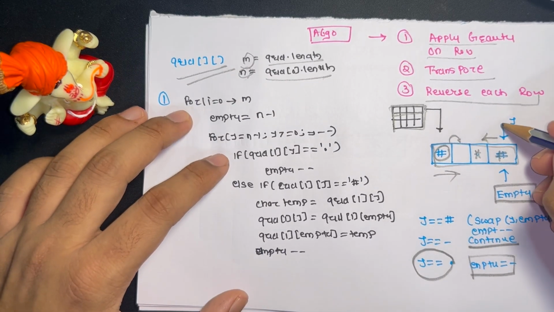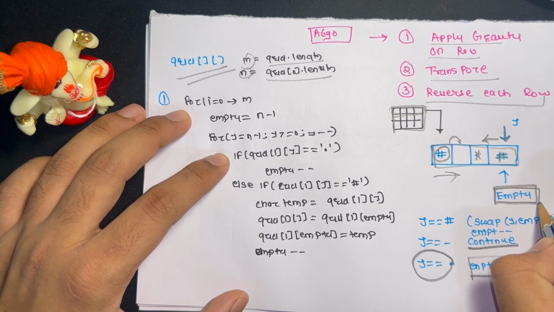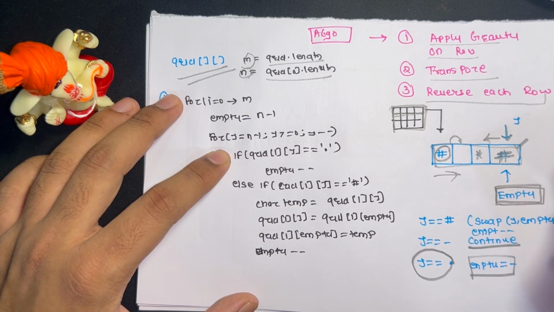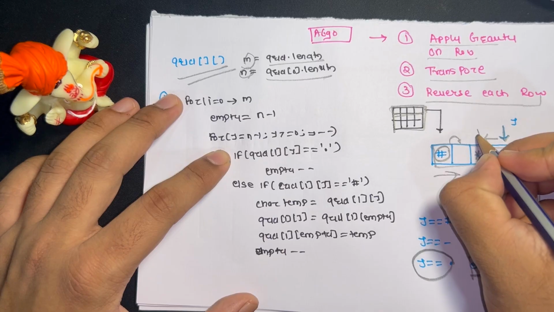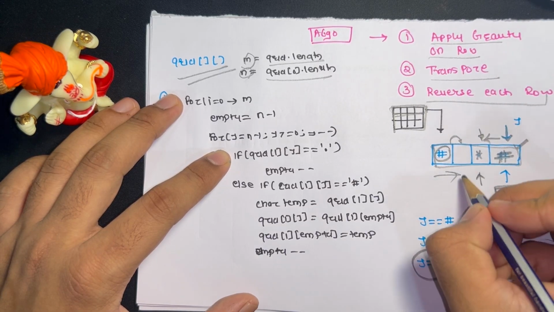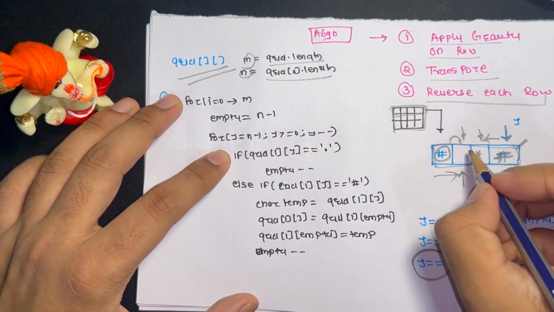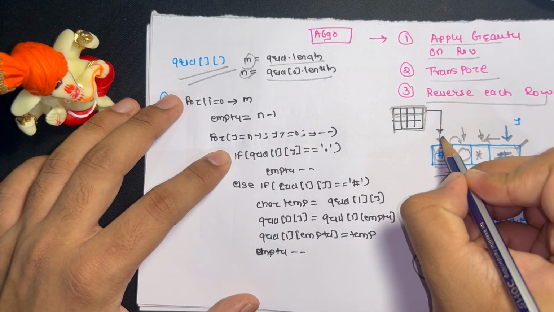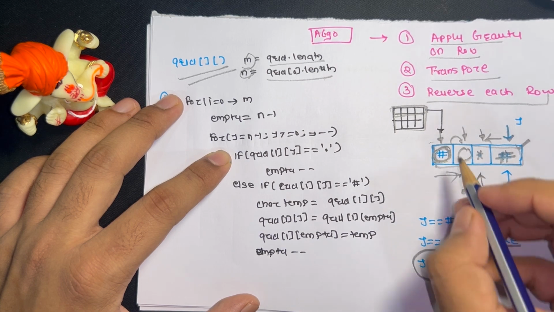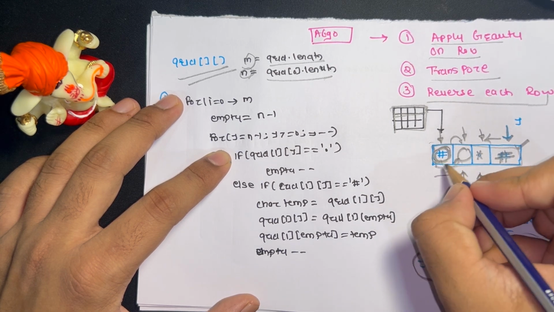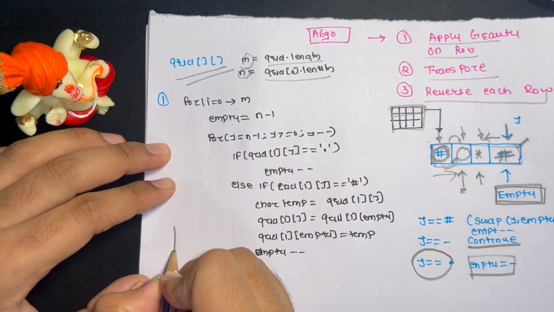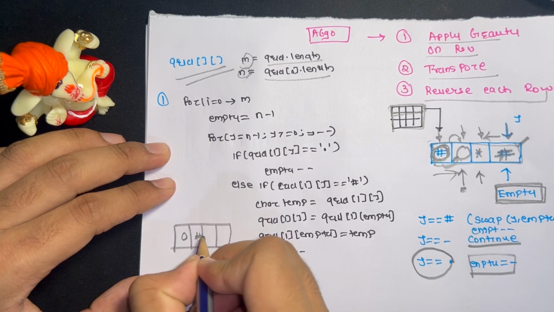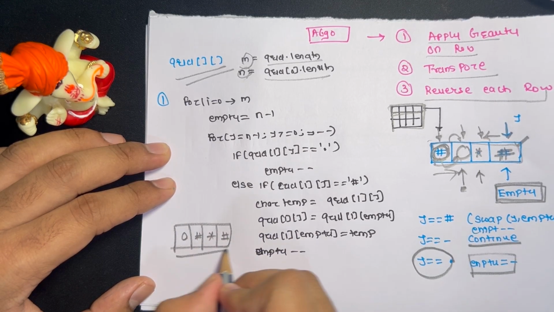Consider here, we are starting from the end, we have an empty pointer here. Whenever a hash is coming, we'll just swap it, so it will remain here only. Then empty will move here, j will move here. We found an obstacle, so the empty will move here, j will move here. Then an empty cell, so the empty pointer will not do anything, so j will move here. Now we encounter a hash, so the hash will move here, and this will be the empty cell. So at the end, our row will give us this answer: 0 hash star hash. So this has applied the gravity.